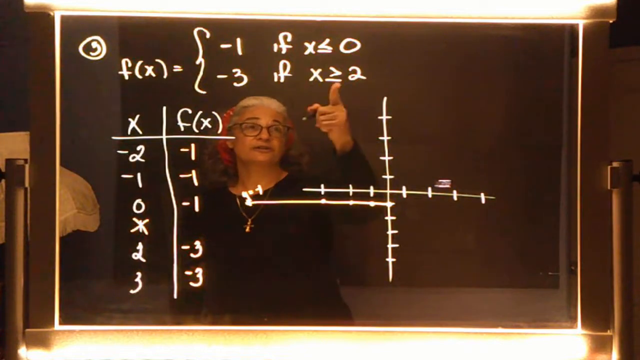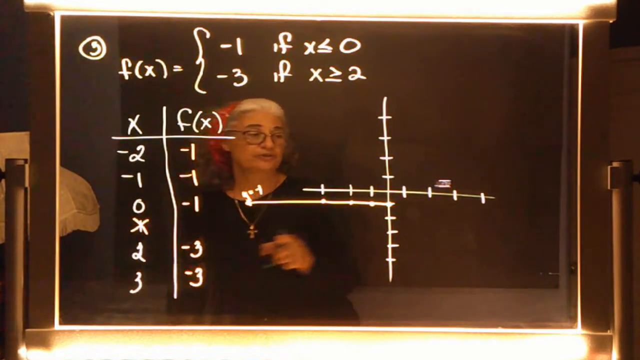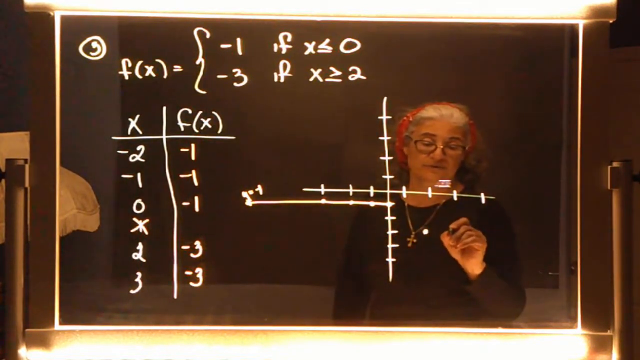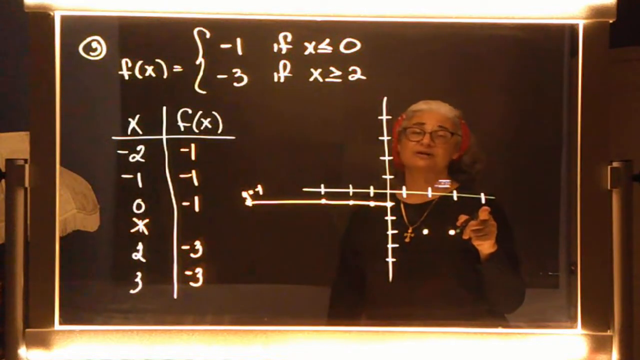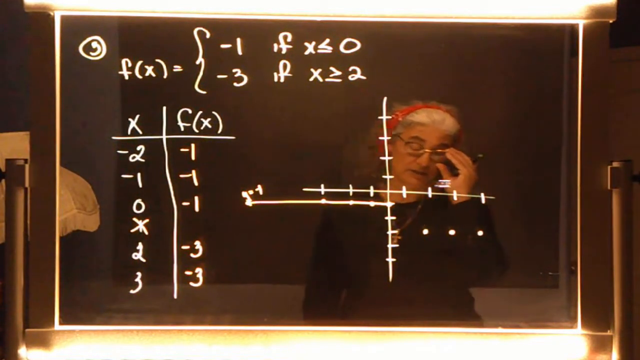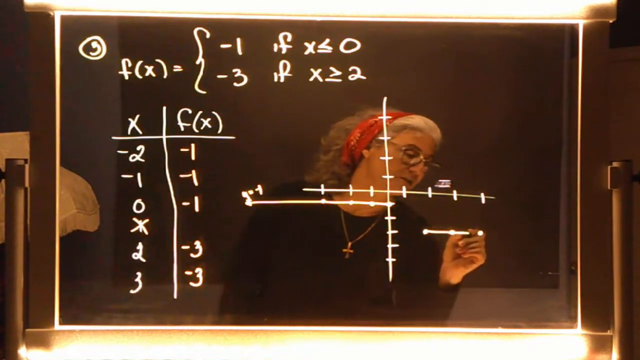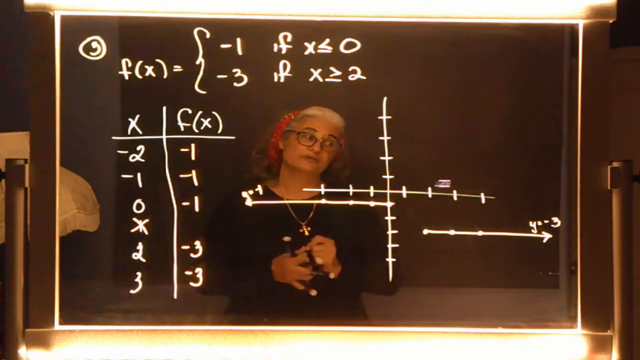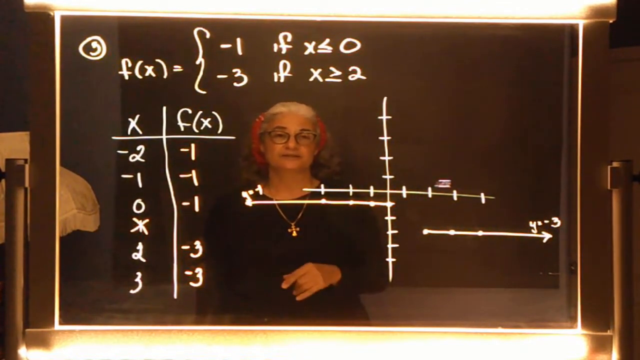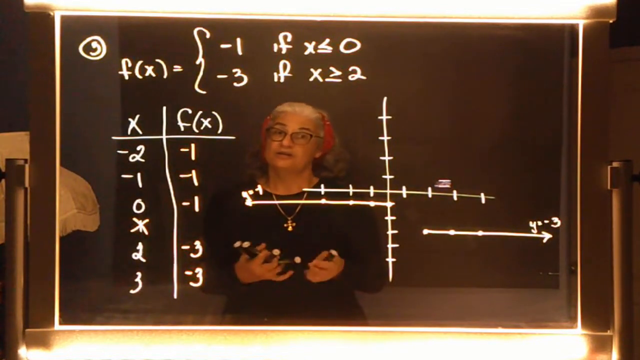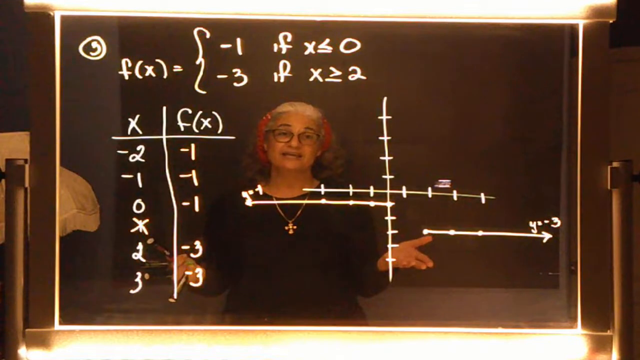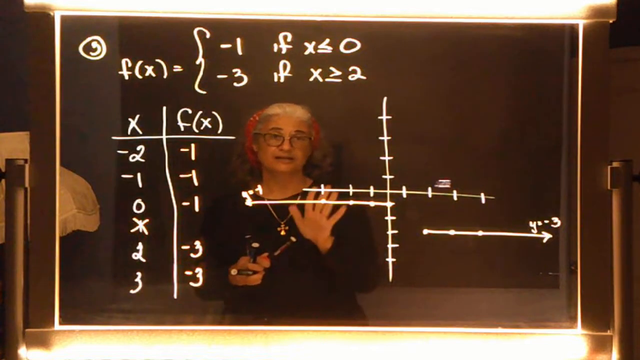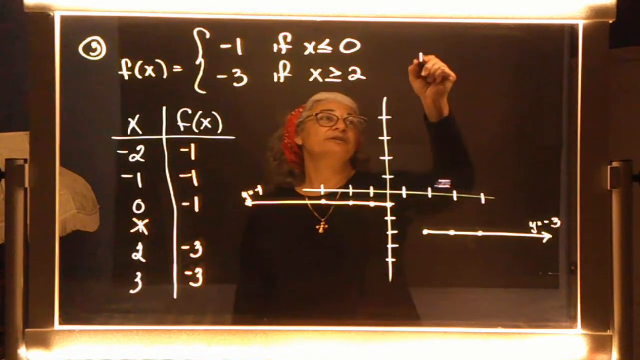The second piece started when x was 2. And when I plugged in 2, I got -3. And when I plugged in 3, I got -3. What happens if you had plugged in 4? Yeah, you would have gotten -3. So it looks like the second piece started at x equals 2, and the second piece is also a horizontal line, and that horizontal line is known as y equals -3, isn't it? Okay. So, in this case, my piecewise function is split up into two horizontal lines. Got it?